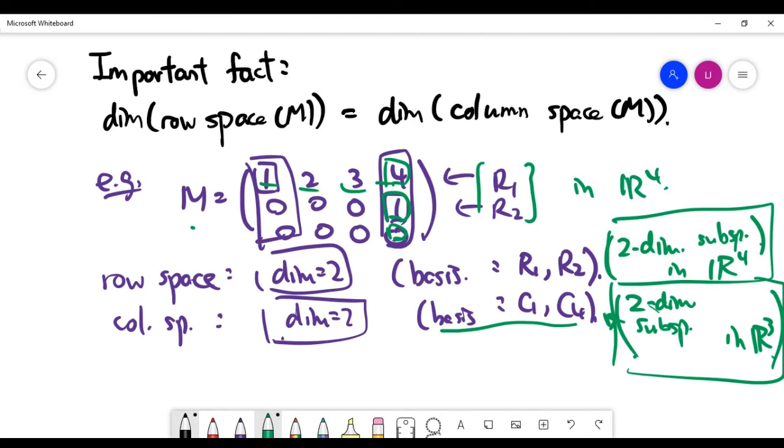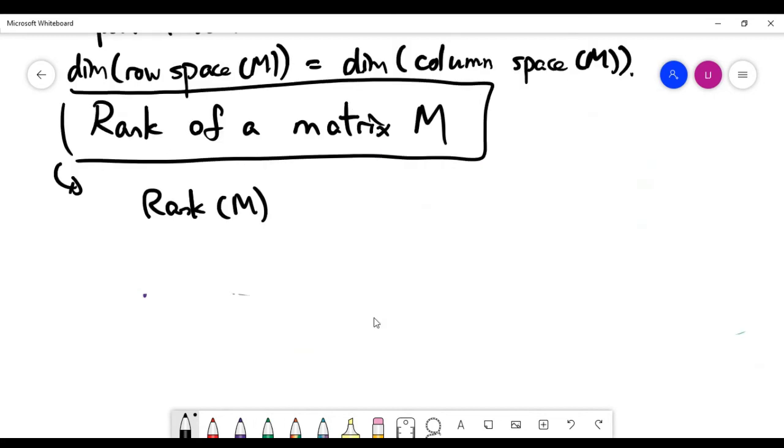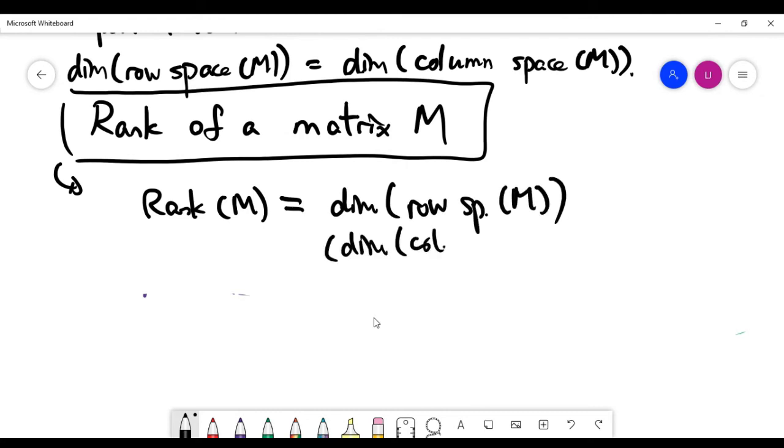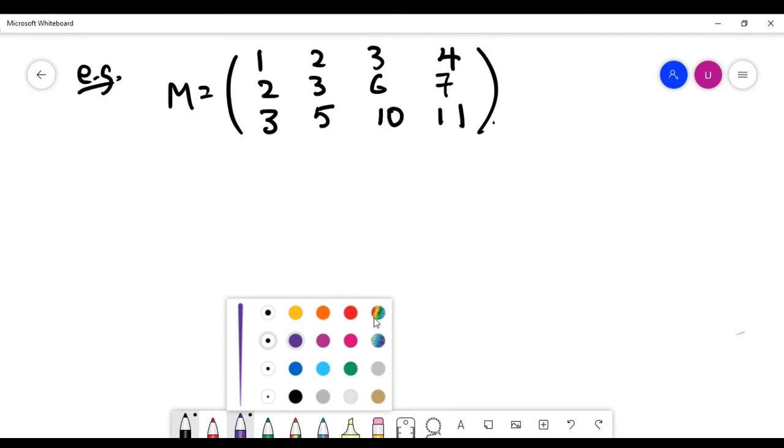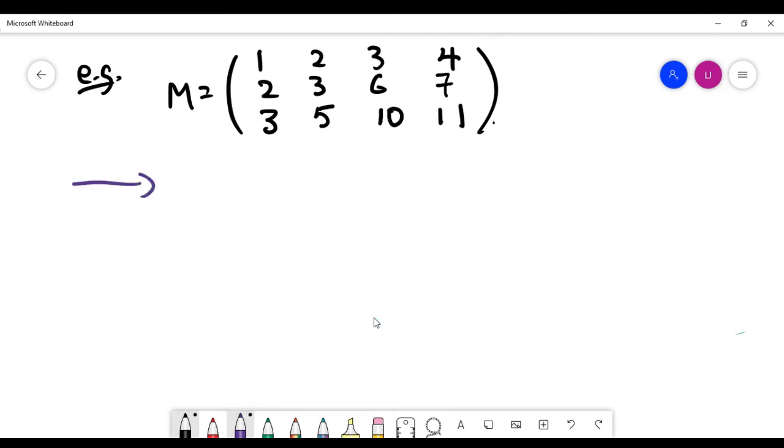And because of this fact, we can actually make a new definition based on the matrix M. So the rank of a matrix M is basically the dimension of the row space of the matrix M, or you can call it the dimension of the column space of matrix M. And let's do one example to find the rank of M. So please look at the current matrix now. I would like you to tell me the rank of M, and we can do some reductions as usual.